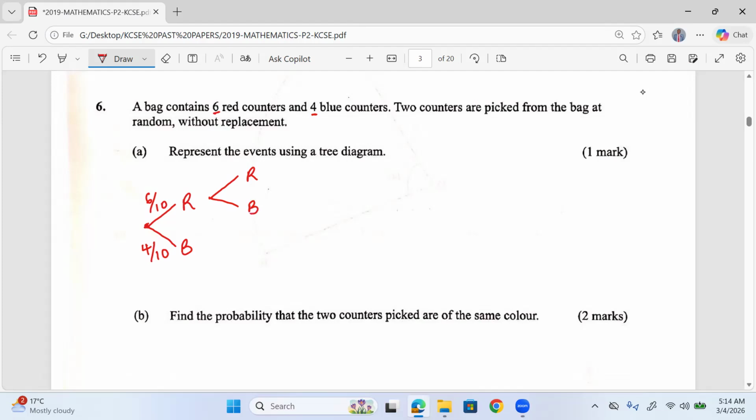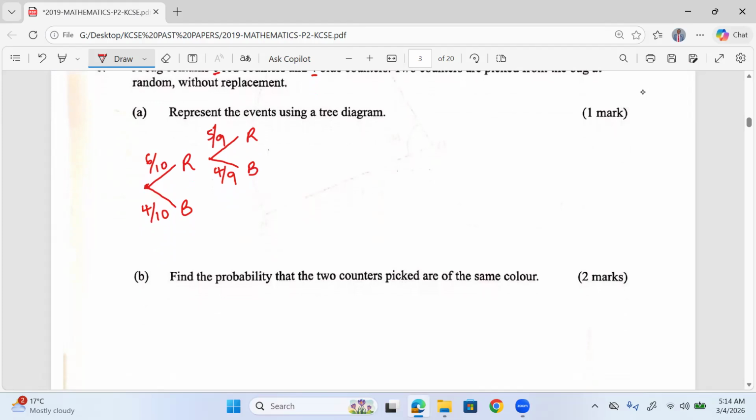Then after picking the red, in our second picking now, we may pick red once more, or we pick a blue. Now, picking red for the second time, we didn't replace. It's without replacement. So the red ones, because we had picked a red, are now 5, out of the new total, which is 9, meaning that the blue are still 4 over 9. We had not picked a blue, so the blue ones remain 4 over 9.